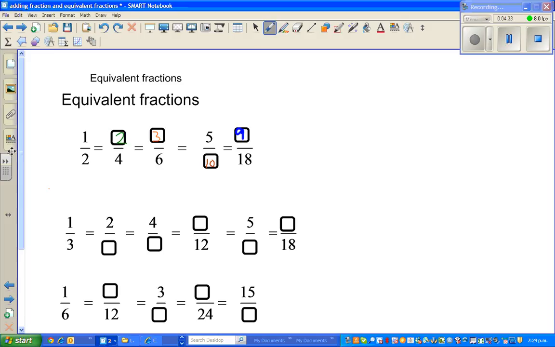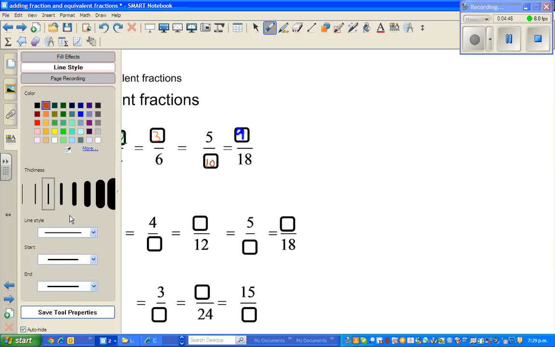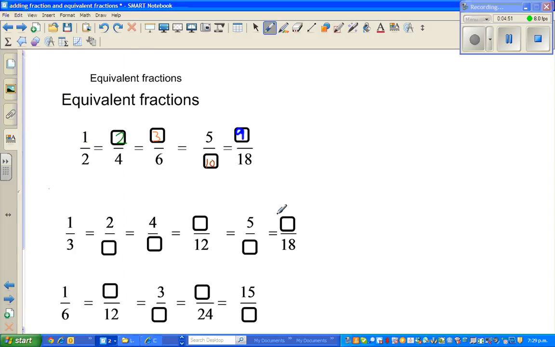Let me use a different color again. Yeah, the same principle, brown. Now 1/3 is 2 over what? So same principle. You're looking at the top number. 1 times what gives you 2?